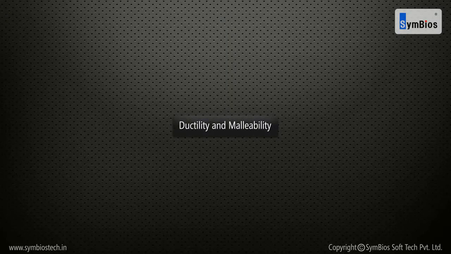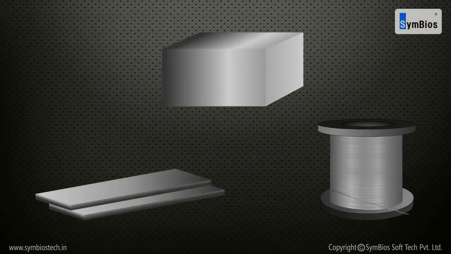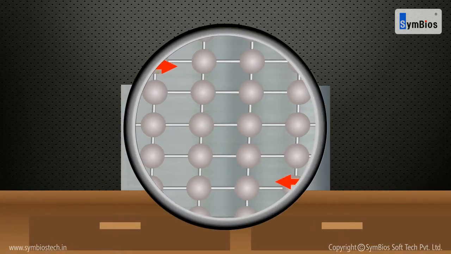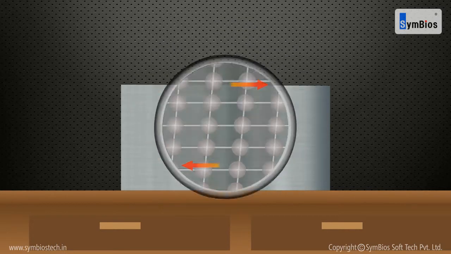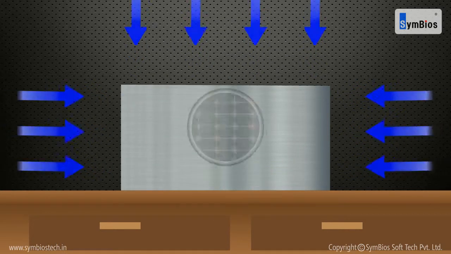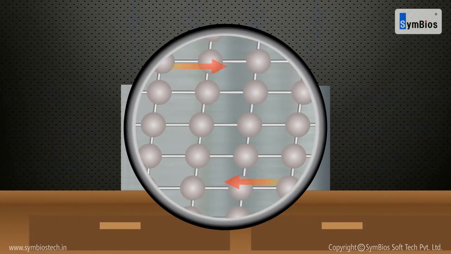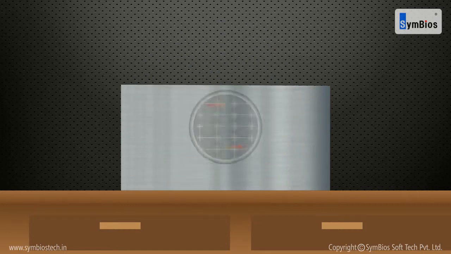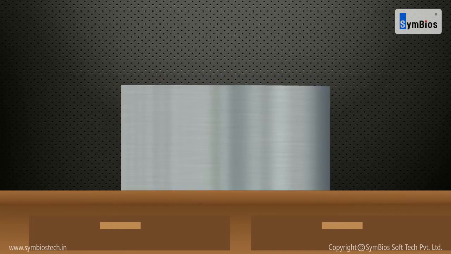Ductility and malleability. Metals exhibit both the properties. This is possible because the atoms can roll over each other without breaking the metallic bond. Under the influence of stress, the atoms start rolling, and in the absence of stress, they fall back to the original position without breaking the bond. This phenomenon makes metals elastic.